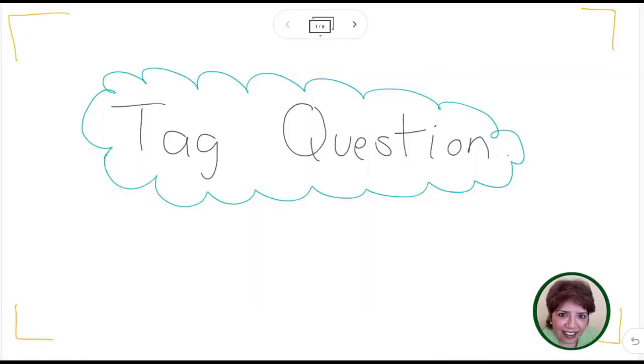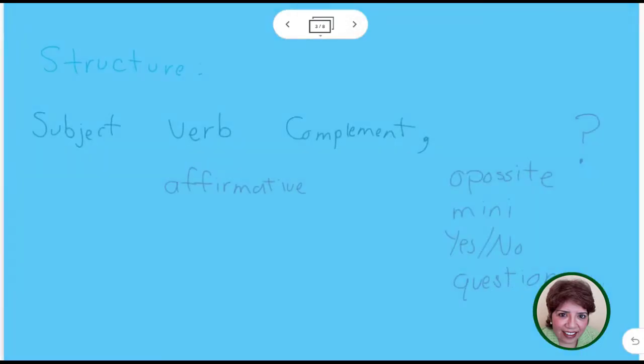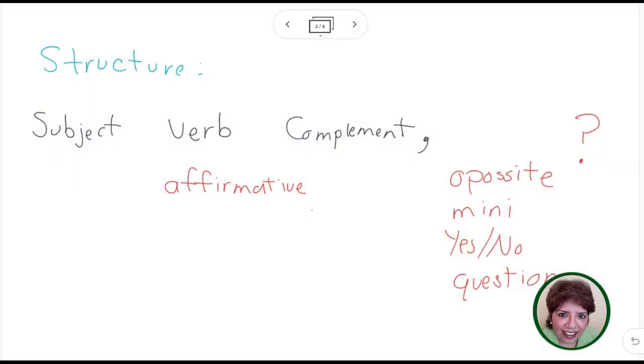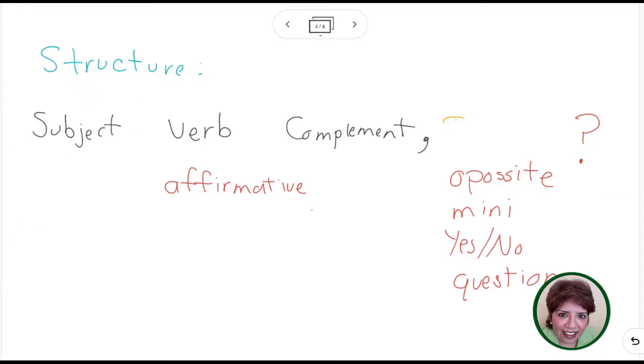Okay. The tag questions, remember that is a mini yes-no question. And the definition is, we use a tag question to confirm an information. Let's see the structure. The structure is, first of all, we have a sentence with all the parts of the sentence, the subject, the verb, and the complement. And we are going to write a comma. Next, in this part, is going to leave the tag question.